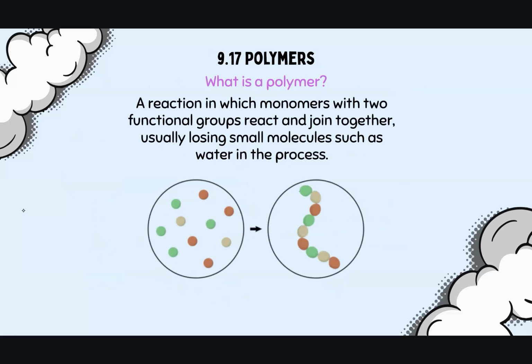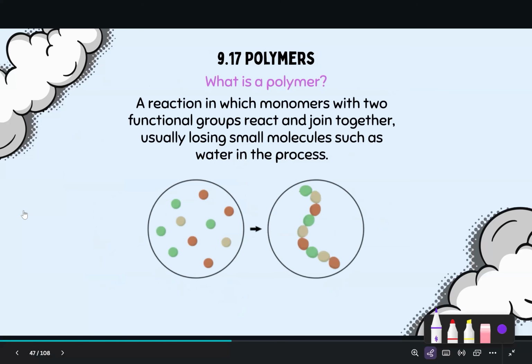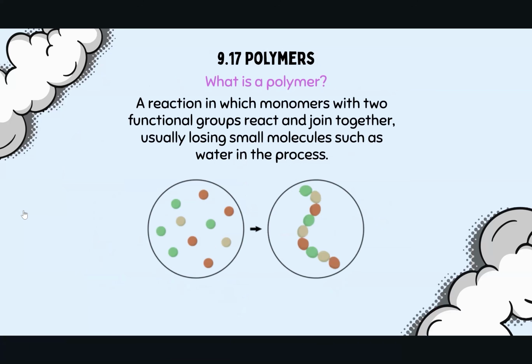Okay, so what is a polymer? Condensation polymerization is a reaction in which monomers with two functional groups react and join together, usually losing a small molecule such as water in the process. So when condensation polymerization occurs, usually a small molecule is lost.